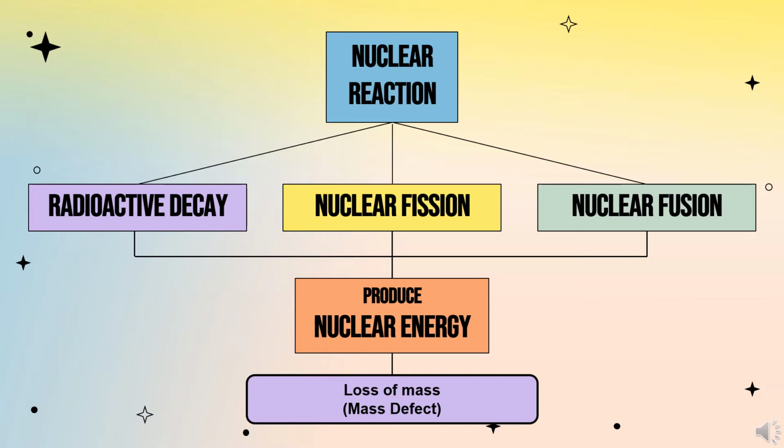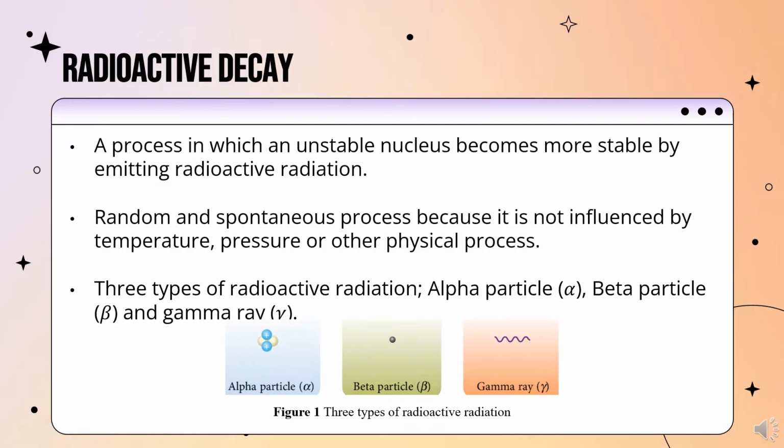But before we talk about nuclear fission and nuclear fusion, do you still remember radioactive decay that we learned in the previous topic? No? It's okay. Let us recall radioactive decay together. Radioactive decay is a process in which an unstable nucleus becomes more stable by emitting radioactive radiation. Radioactive decay is a random and spontaneous process because it is not influenced by temperature, pressure, or other physical processes. And there are three types of radioactive radiation, which are alpha particle, beta particle, and gamma ray.